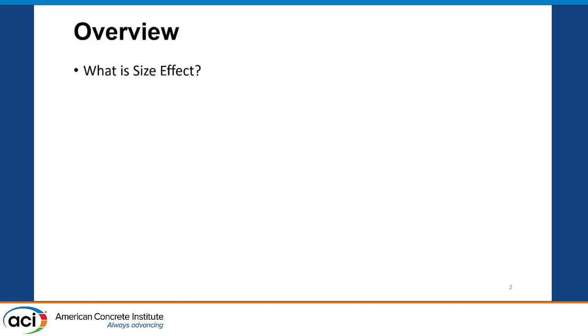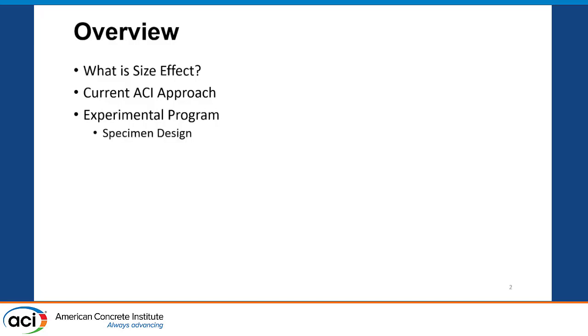So quick overview, I'll just talk very briefly about what size effect is, and talk about the current ACI approach. I'll talk about the experimental program that we designed. The primary purpose here is just to broadcast that we have this data, and if you want it, we can share it. Specimen design, the test setup, and then the experimental results and the conclusions from the study.